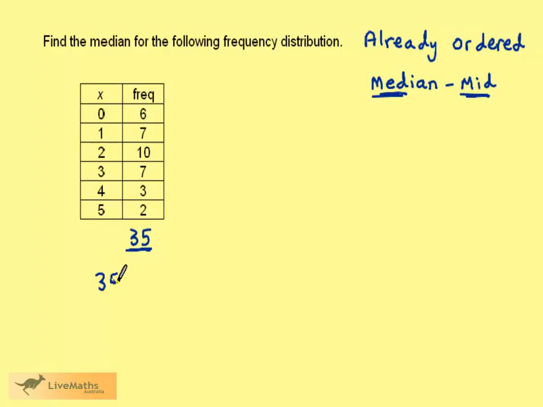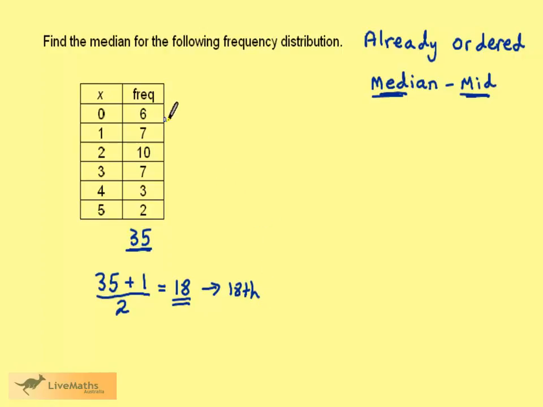The number of pieces of data, add 1, divided by 2. This gives us 36 divided by 2, which is 18. So we're trying to locate the 18th piece of data.